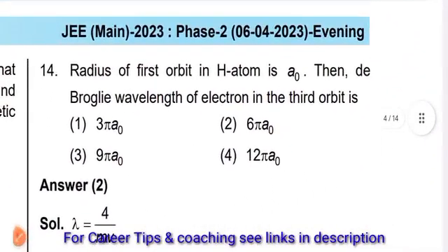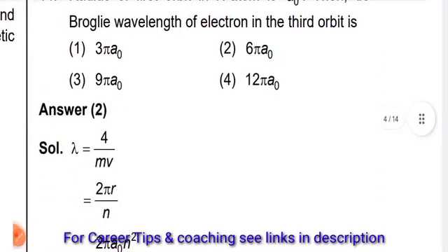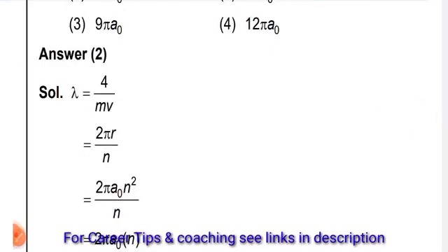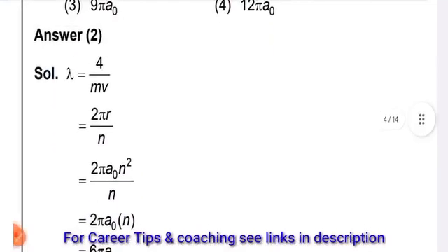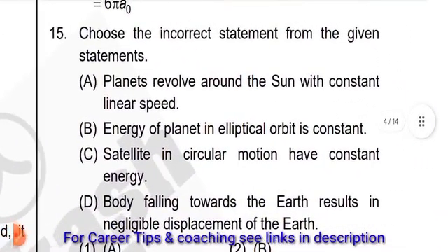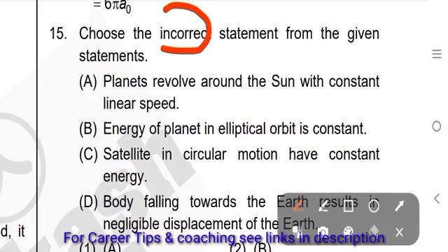The radius of the first orbit in hydrogen atom is A naught, then the de Broglie wavelength of the electron in the third orbit is, as you know, lambda is basically h over mv. This is a hydrogen atom, so you need to find it. The answer is 6 pi times A naught. You can see the solution here. The answer is 2. And now you need to find the false one, that is, the incorrect statement.